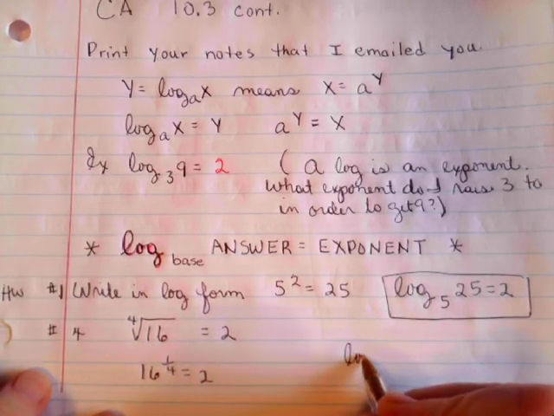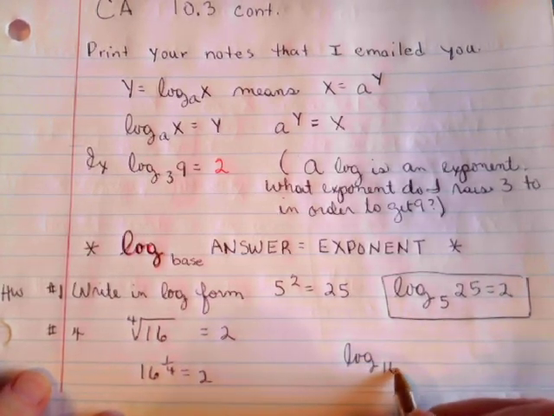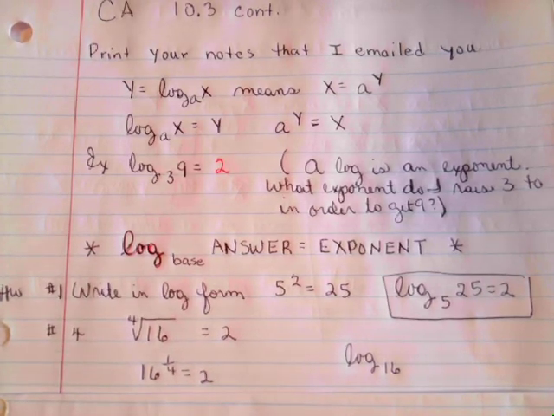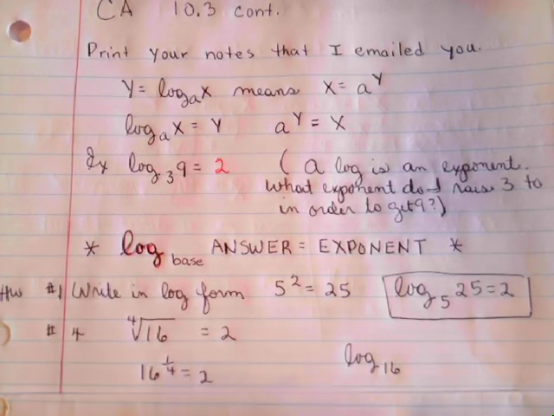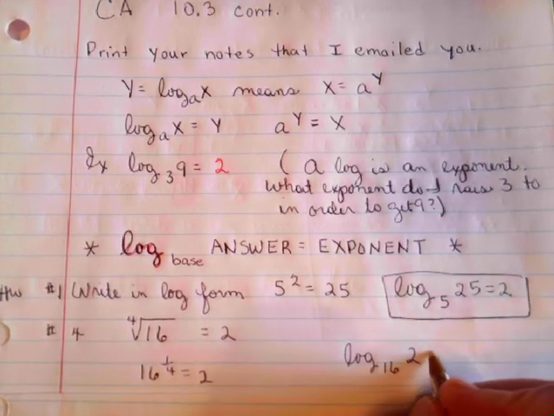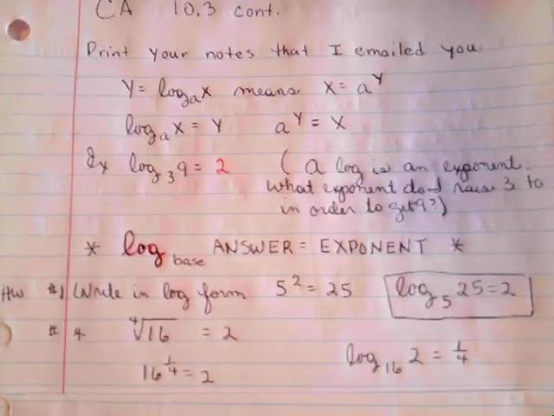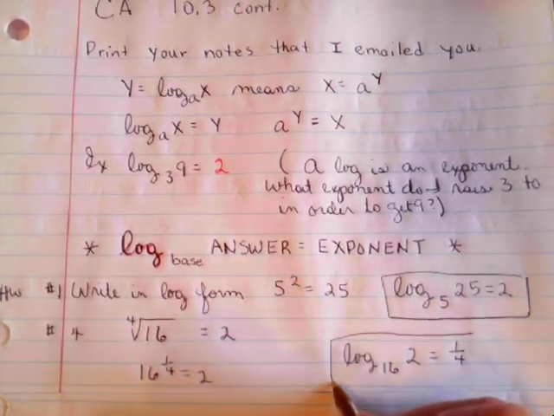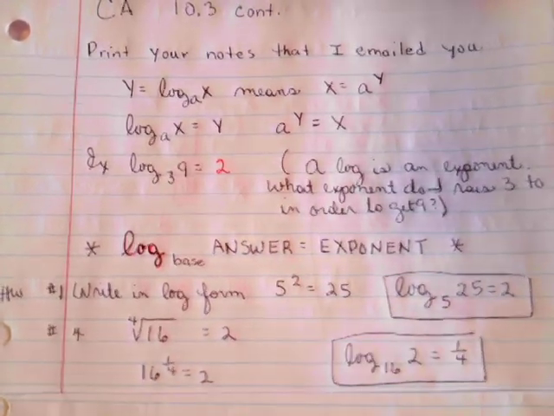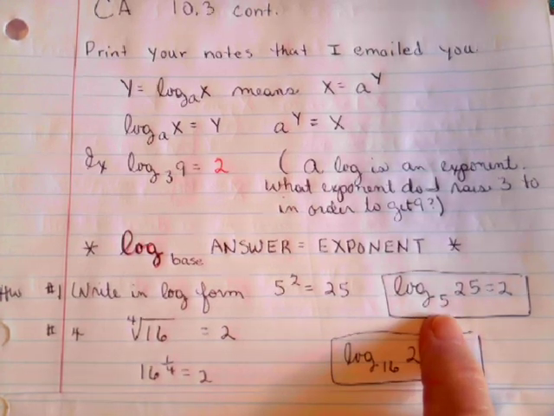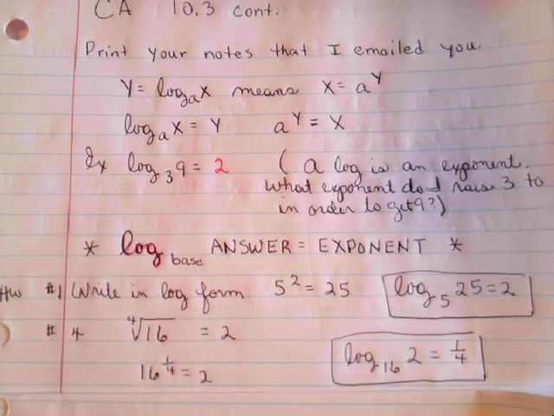Log, the base is 16. It goes below the line. 2 is the answer. Equals 1/4. And it's saying, what power do I raise 16 to in order to get 2? What power do I raise 5 to in order to get 25?